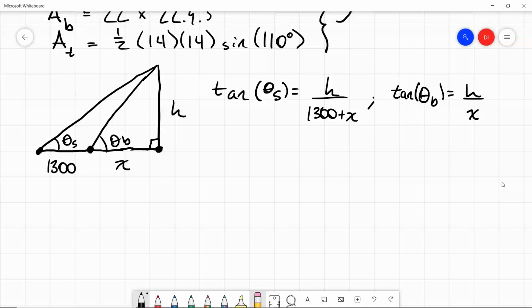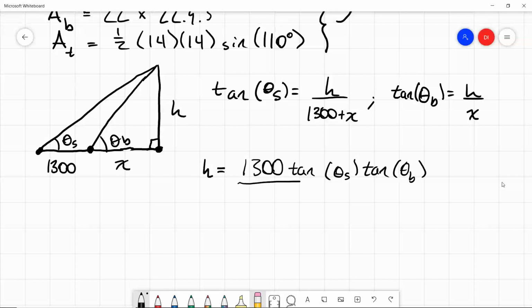Going through the algebraic steps, we want to multiply things across, solve for x, and then equate those x's to each other and solve for h. After doing all of those steps, we should end up with h is equal to 1300 tangent theta s times tangent theta b divided by tan theta b minus tan theta small.